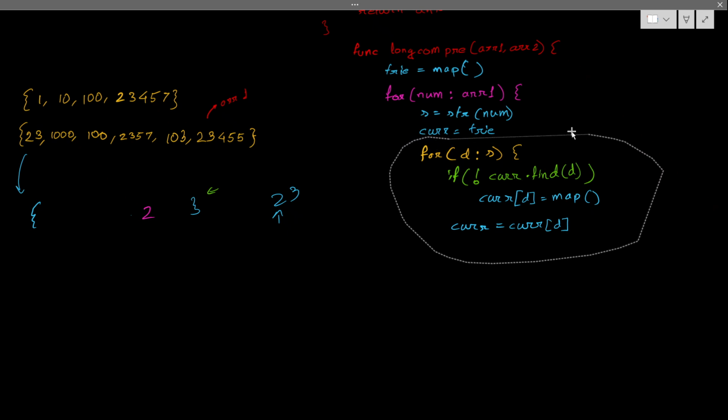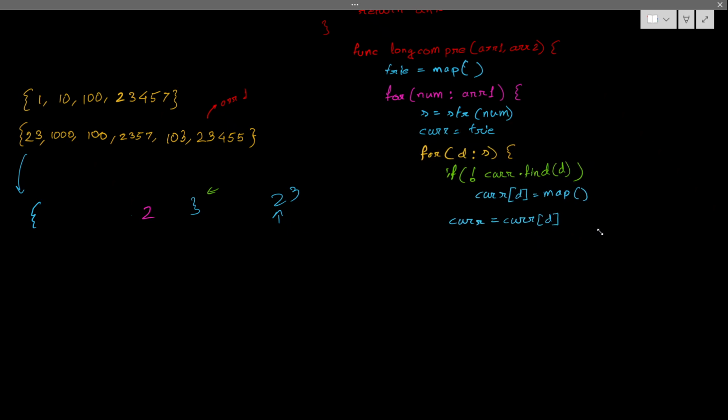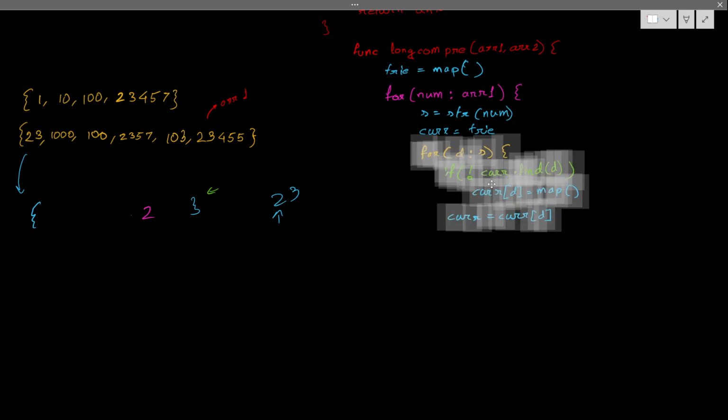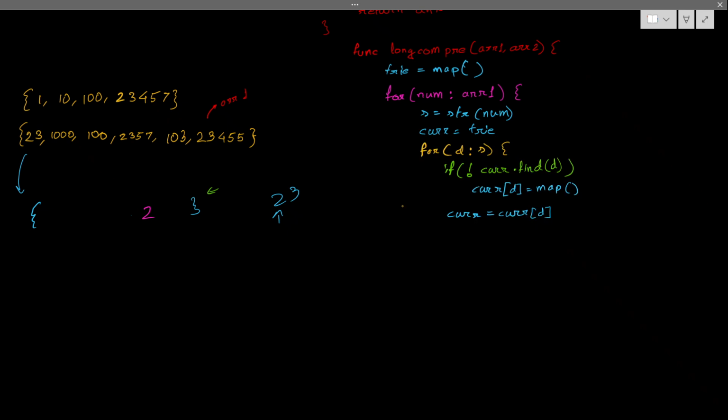This is how we are doing, and it will keep building. Let's see how it builds. The for loop also ends here, and here it is a map. This outer for loop also ends here. See how it is building. First my number becomes 23. It will check if 2 is present or not. 2 is not present, so current of D will be a map. This will create an empty map for 2. So current becomes 2, and this becomes my current.